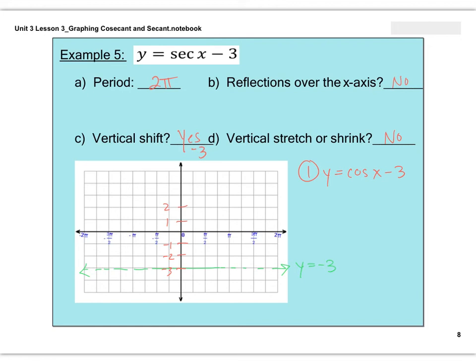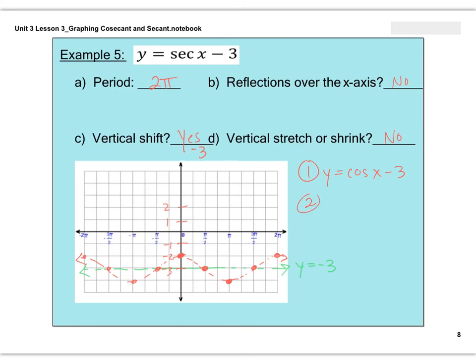Normally cosine starts 1 above that line and goes down. Do we have to change that? No, I don't think we do. So we're going to start 1 above our midline, then we're going to go to 0, then we're going to go to 1 below the midline, then to 0, and then 1 above the midline. And so I'm going to connect these with the dotted line. It's not actually my final answer. And then I'm going to continue over here. So there's the graph of y equals cosine x minus 3.